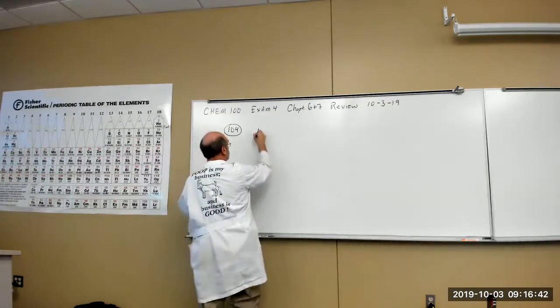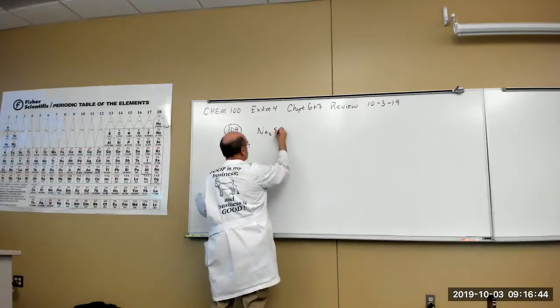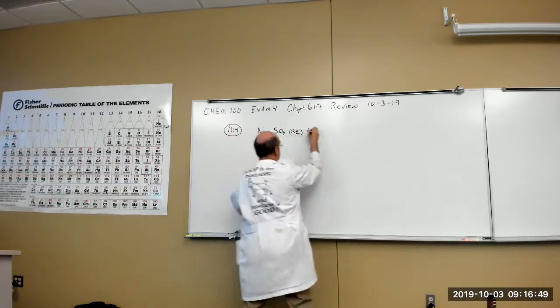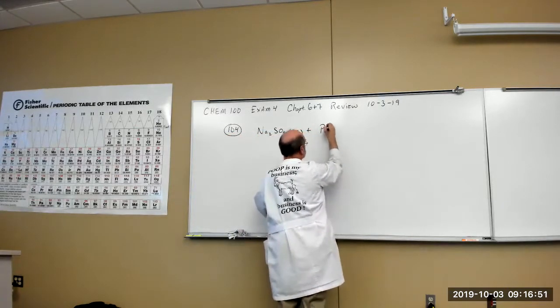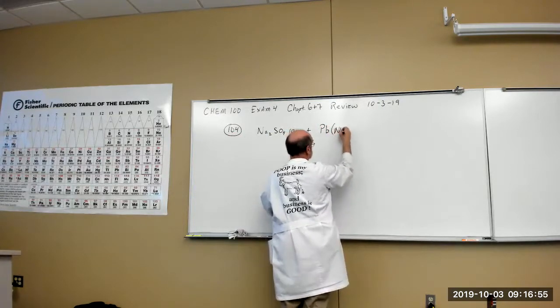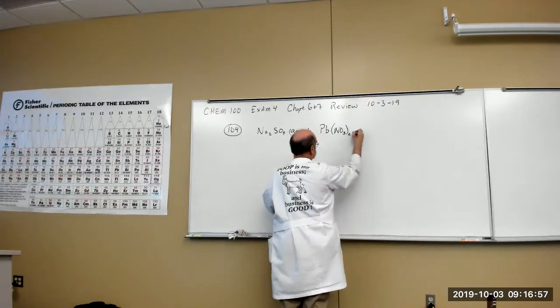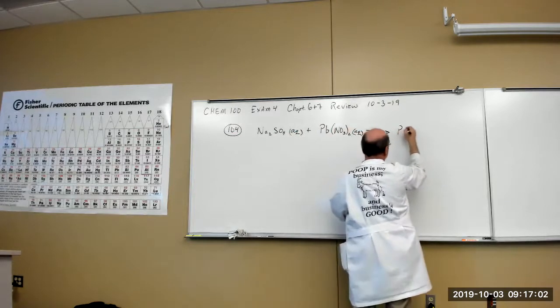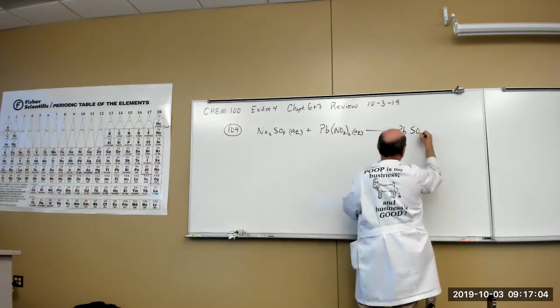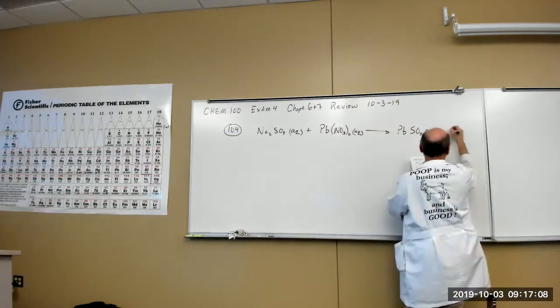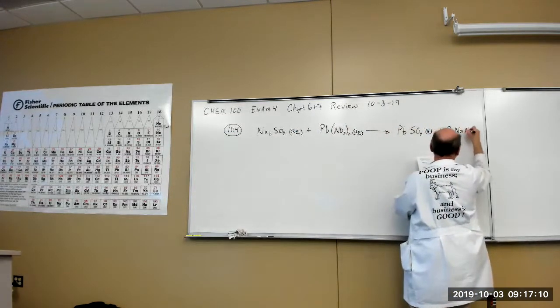Here we go. We've got sodium sulfate, which is soluble, and lead 2 nitrate, which is soluble. Yield lead 2 sulfate, which is not soluble, plus 2 sodium nitrates, which is soluble.